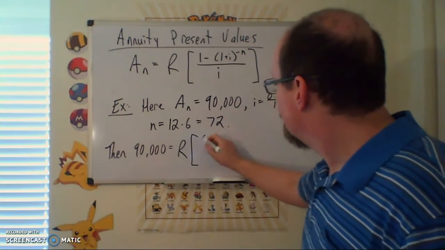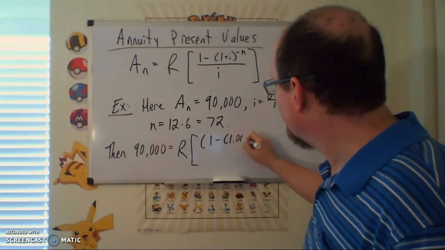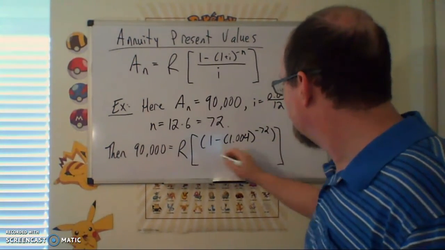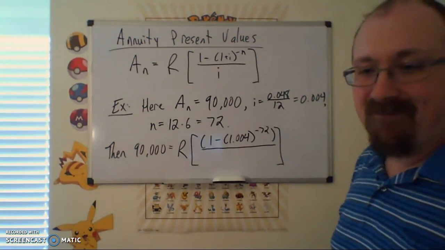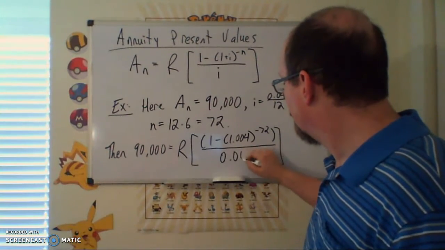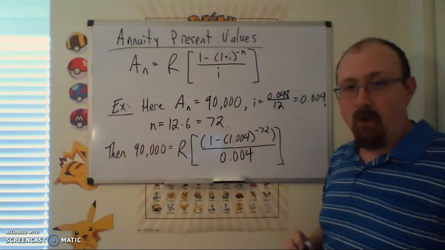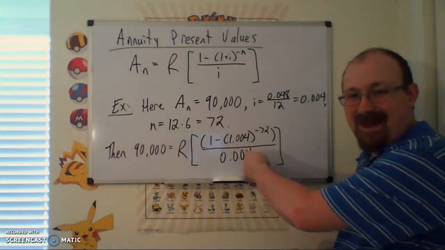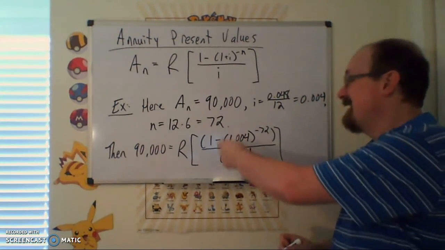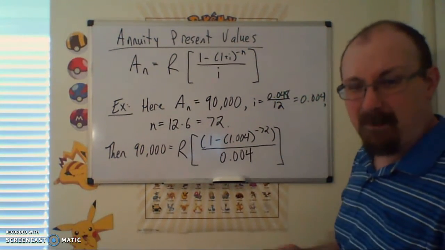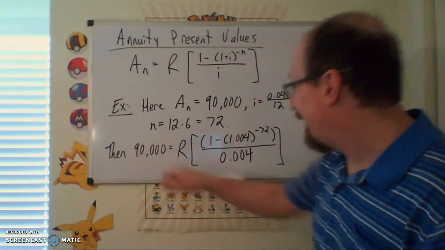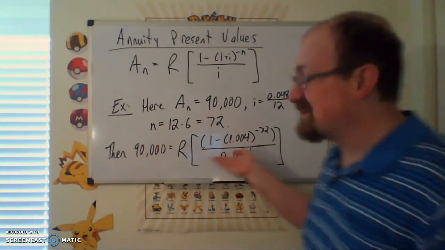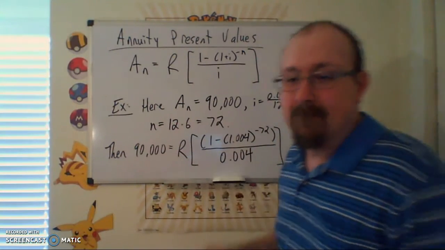So we're going to have 1 minus 1.004 to the negative 72, and then we divide that guy by another 0.004. Okay? So now, again, like we saw in the last section, this is a number. It's not a pretty number, but it's a number. We can work it out. So we have 90,000 equals R times a number. To get R by itself, we just divide that thing over.